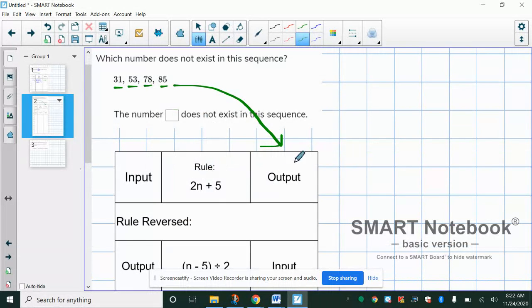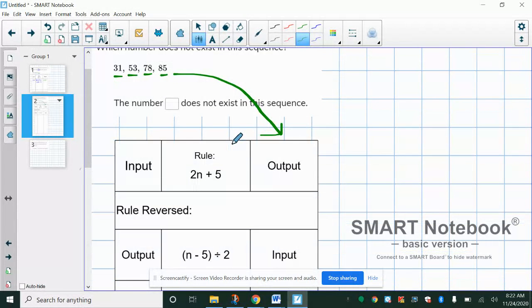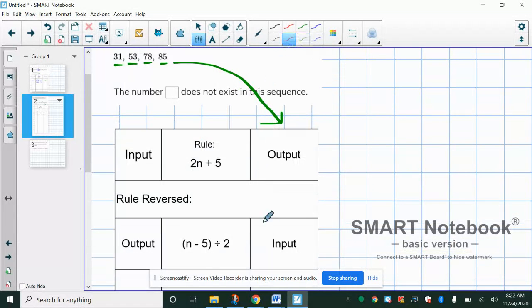So our input, rule, output table would have looked like this. We would have put a number in, the nth value would have been multiplied by 2, added 5, and we would have got 31, 53, 78, and 85. However, what we're going to do this time is reverse the rule. So I'm putting the output as the first column. Now I'm doing the opposite. The opposite to adding 5 is taking away 5 from the number. The opposite of multiplying the number by 2 is dividing by 2. So I have reversed the rule.